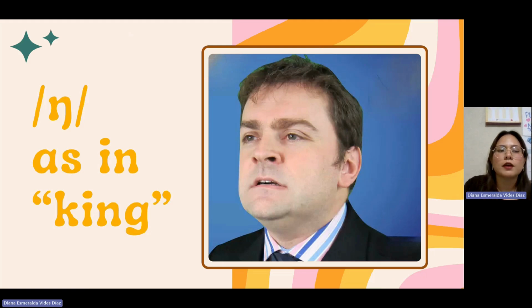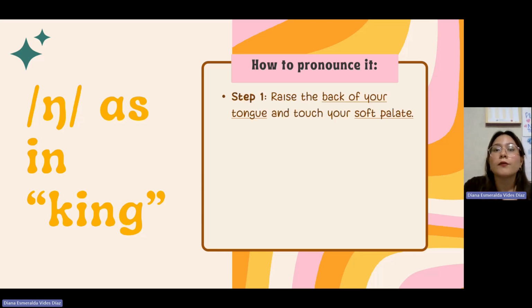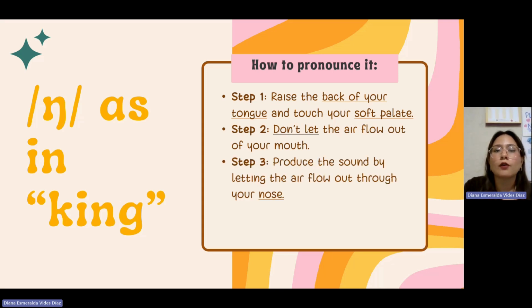The next topic is ng as in king. On how to pronounce it, the first step is that we are going to touch the back of our tongue to the soft palate. The second step is that we are not going to let the air flow out of our mouth. Instead, we are going to let the air flow out of our nose. And lastly, we are going to feel how our vocal cords vibrate doing it.